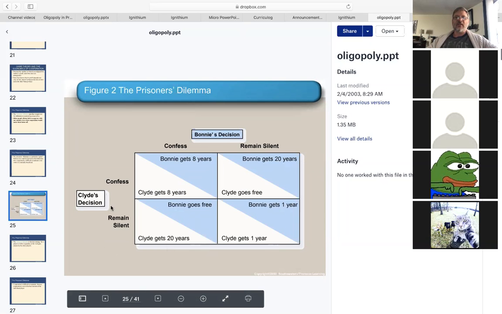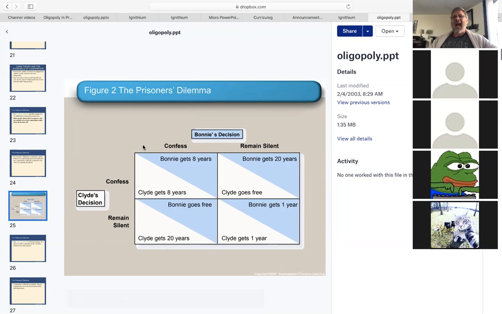So this is one example. This is the most common one. It's called the prisoner's dilemma. And there's a scenario here. I don't know if anybody remembers any of these movies.